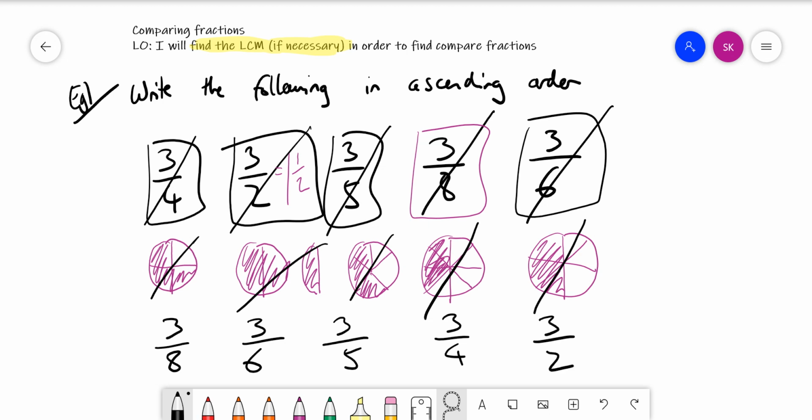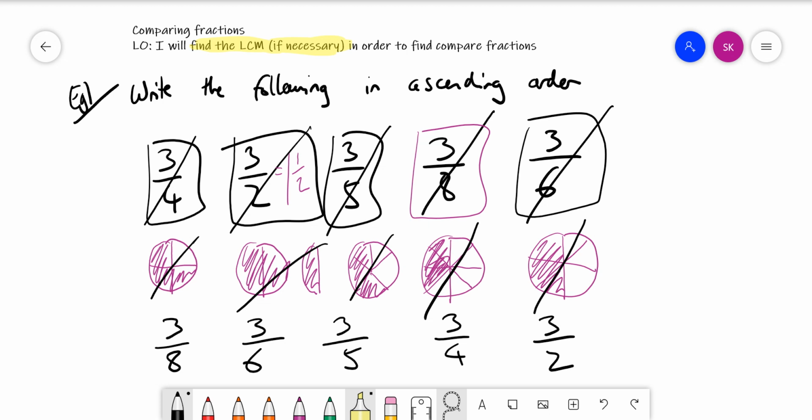What's the pattern that you notice here with our answer? Can you see a pattern? Pause the video if you haven't yet spotted it. Give yourself more time to think. Well, hopefully you've noticed when the numerators are the same, the bigger the denominator, the smaller the value of the fraction.